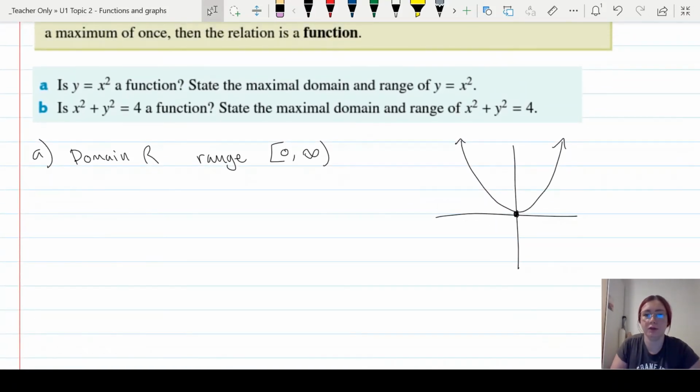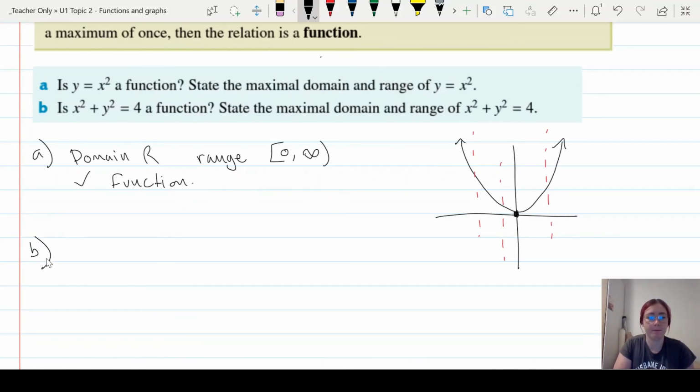So if we think of our vertical line test, if we were to draw a vertical line anywhere along that graph, okay, any vertical line, it's only going to ever intersect it once. So yes, it is a function.